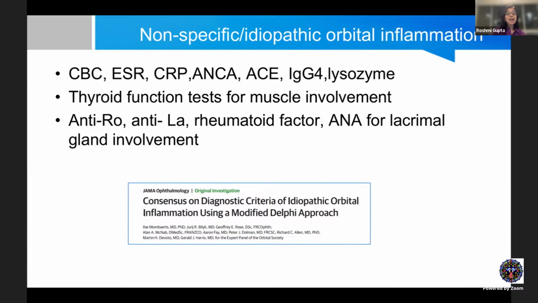If the lacrimal gland is involved, we need to check for Sjogren's syndrome. So anti-Ro or SSA and anti-La or SSB, these need to be done. Sjogren's syndrome might be primary or secondary, associated with SLE or rheumatoid arthritis and so on. So rheumatoid factor and ANA need to be checked.